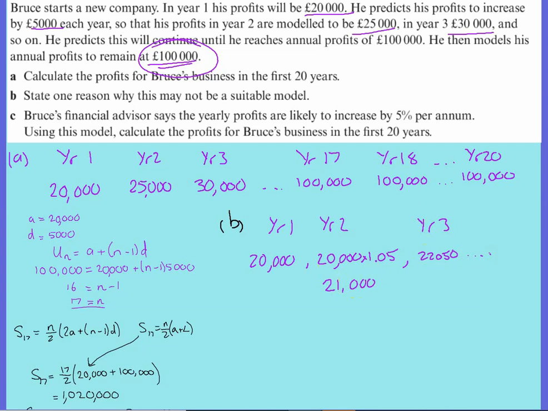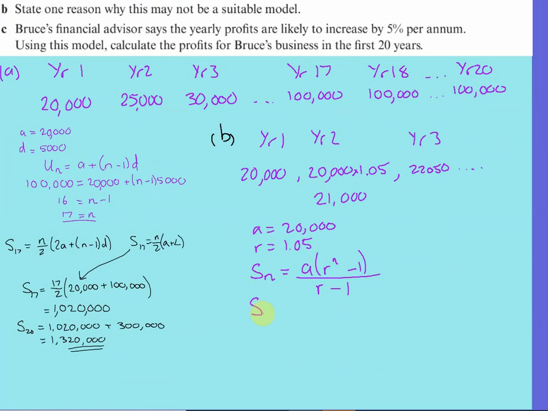Right, so this time we have a geometric sequence. So A is 20,000, R is 1.05, so we can use the sum of a geometric sequence. They both start with A, and R's more than 1, so that's going to make it more user-friendly, so therefore I go with a(r^n − 1) over r − 1. I want the sum of the first 20, so S20 is going to equal 20,000 times 1.05 to the 20 minus 1, divided by 0.05.